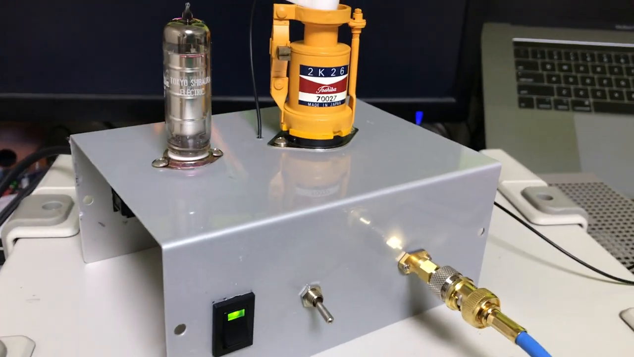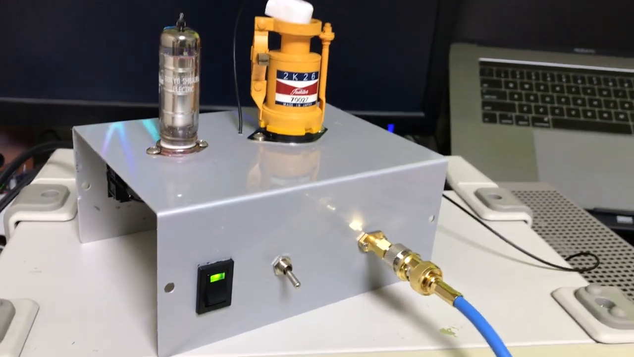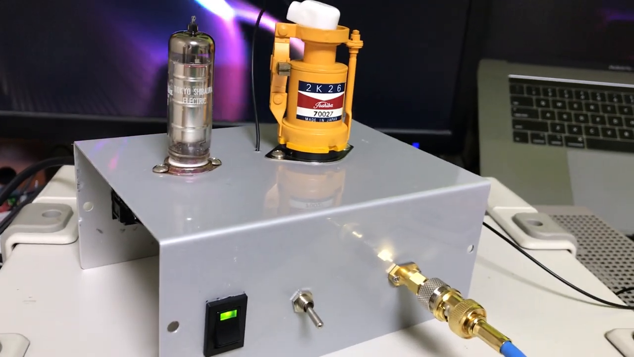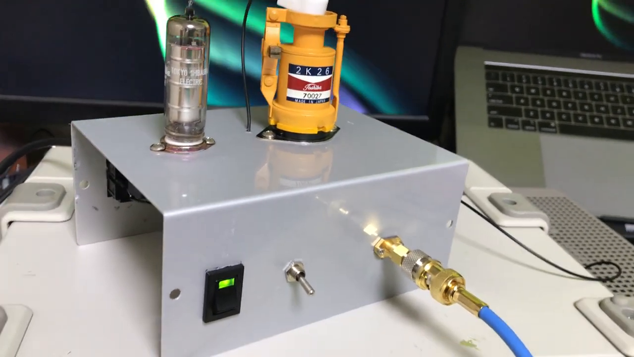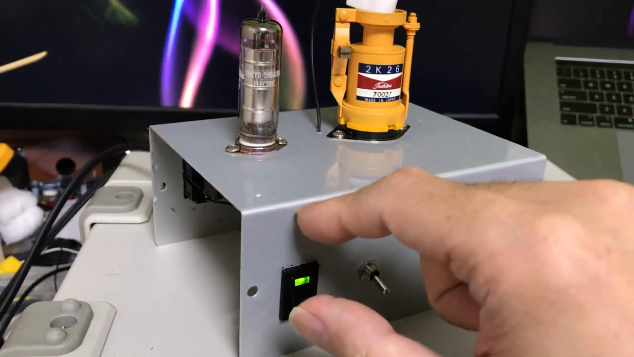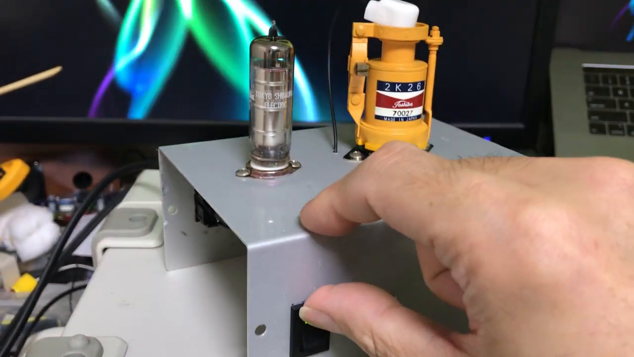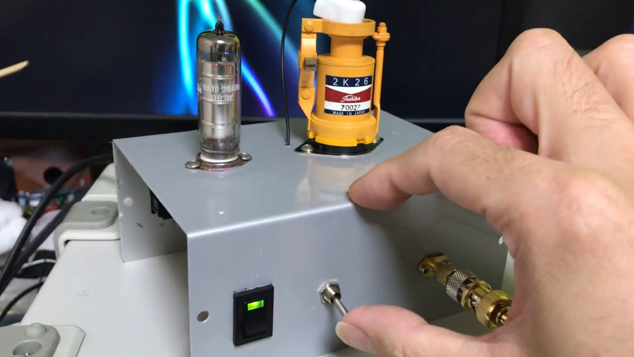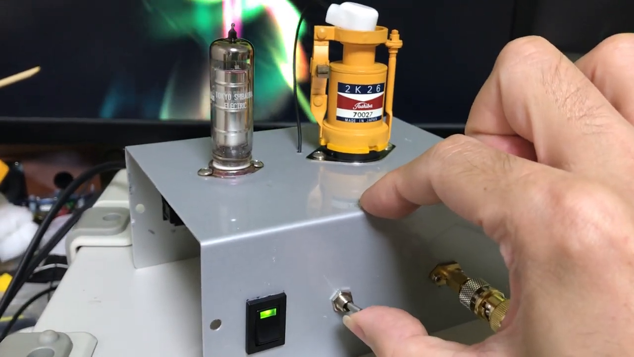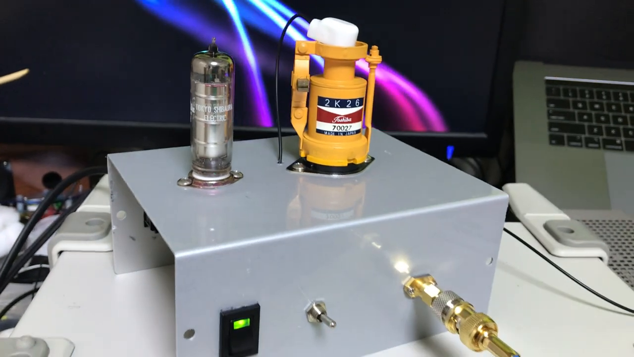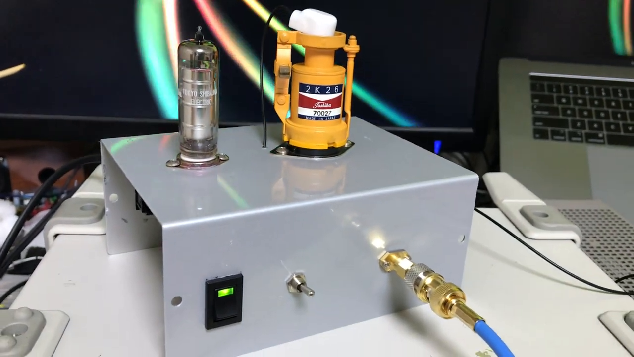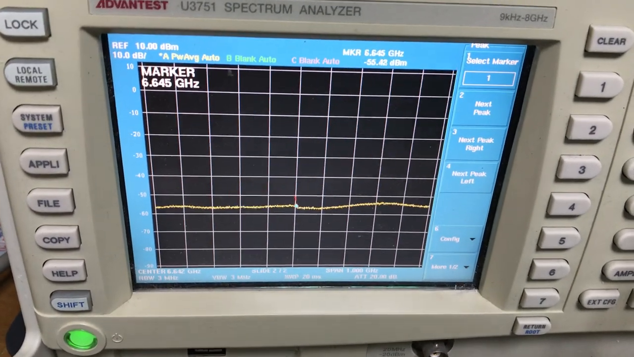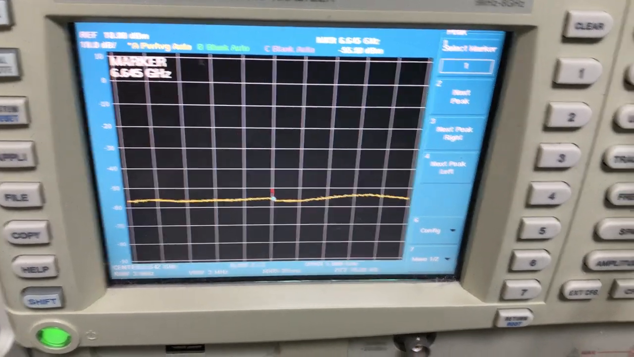And the datasheet says that we have to turn on the heater a few minutes in advance of usage. So this time I already turned on the heater voltage. And now I will switch on the reflector voltage, minus 75. And I will measure the output by using the spectrum analyzer.